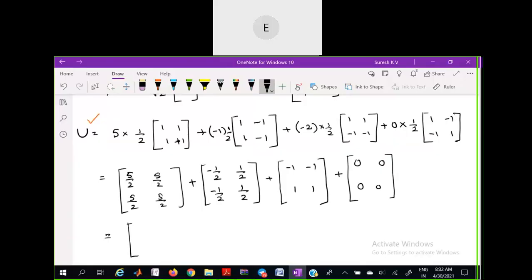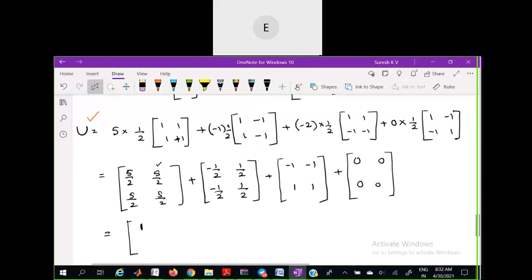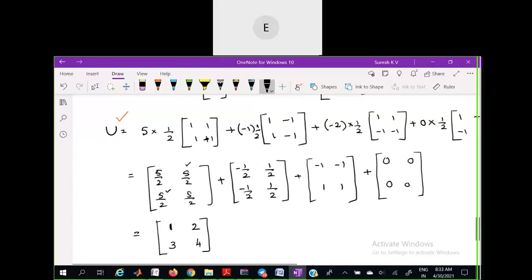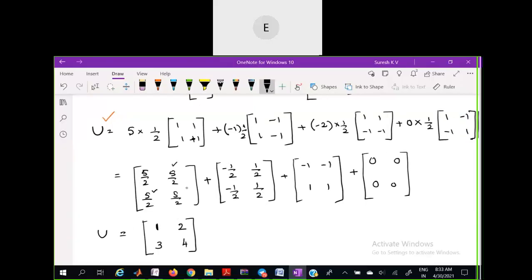5 by 2 minus half is 4 by 2, which is 2. 2 minus 1 is 1. So this value is 1. Then 5 by 2 plus half is 6 by 2, which is 3. 3 minus 1 is 2. Then 5 by 2 minus half is 4 by 2, which is 2. 2 plus 1 is 3. Then 5 by 2 plus half is 6 by 2, which is 3. Plus 1 is 4. So you can observe here, you will get back your original image.